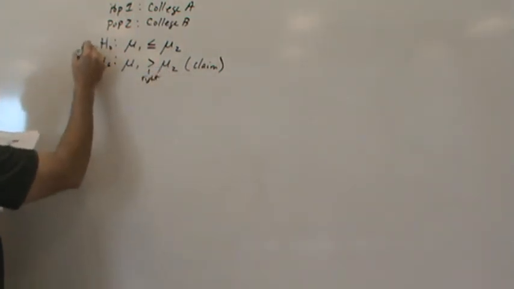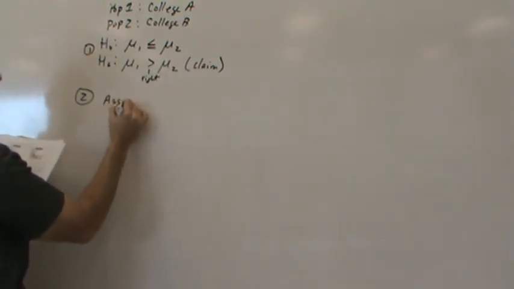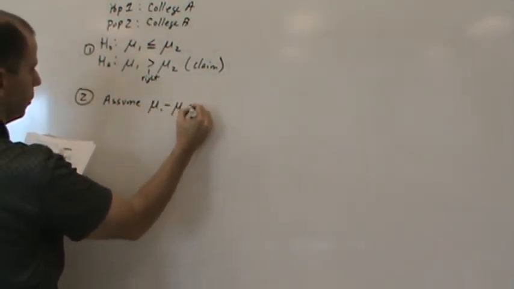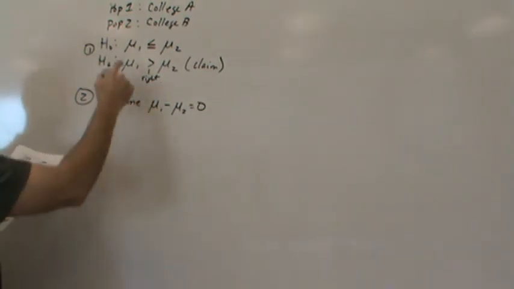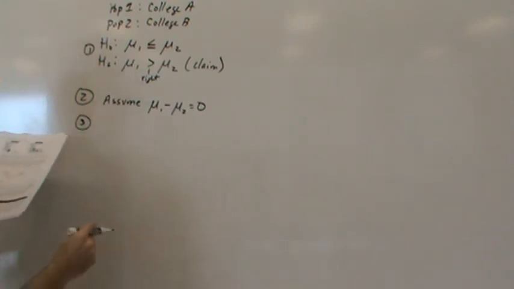Okay? So again, step 1. Step 2, we are going to assume that mu1 minus mu2 is equal to 0. Okay? No difference. So we're assuming the null is true, that mu1 is equal to mu2. Okay? So now step 3, let's write down the information.